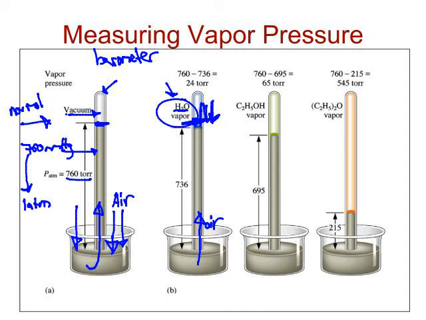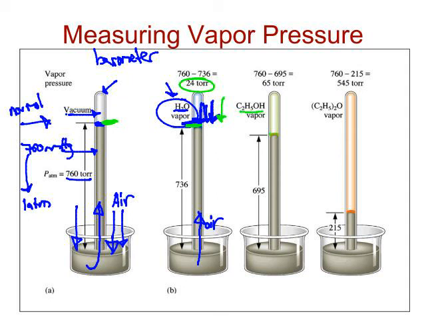So we can look at the difference in the reading here. I'll maybe use another color here. We look at the difference between what we read here and what we read here to figure out the vapor pressure. So in this case, the vapor pressure being exerted by the water is 24 torr because it's pushing this down.